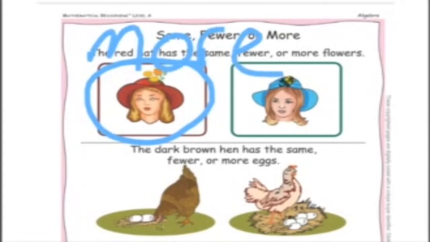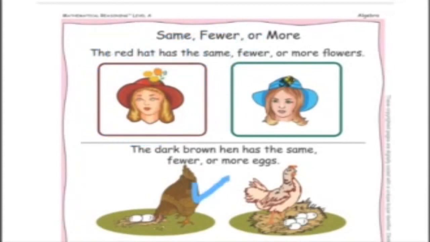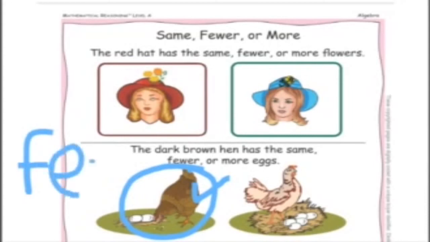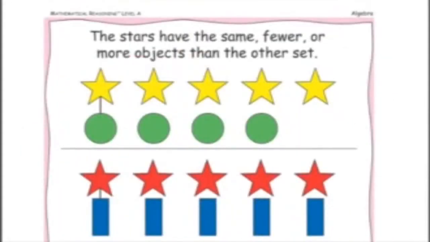Very good. The next example right here is a set of chickens and their eggs. Now it says the dark brown hen has the same, fewer or more eggs. The dark brown hen has just 2 eggs, and the light brown hen has 5 eggs. So now they're asking us, is it the same, fewer or more? It is fewer, because fewer means the one with a lesser amount. Which one has a lesser amount of eggs? It is the dark brown hen, because it has just 2 eggs, while the light brown hen has 5 eggs.